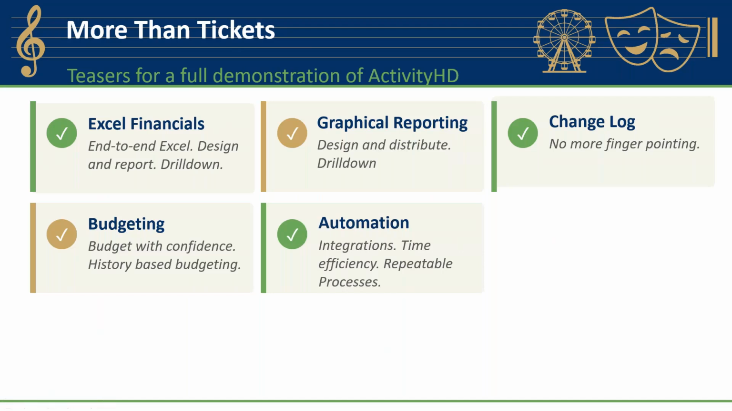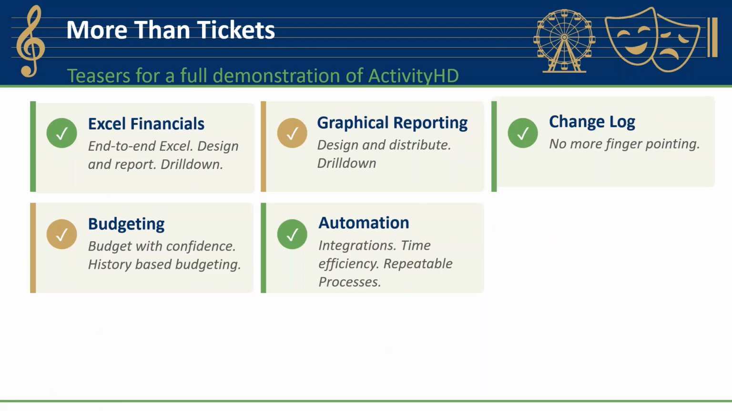There's lots of other kinds of automation besides what we just saw, bringing in information from your ticketing platform. There are many other kinds of automations we can do. One that comes to mind immediately, for example, is the ability to automatically reconcile your bank account.